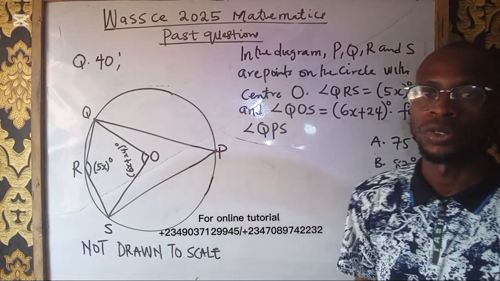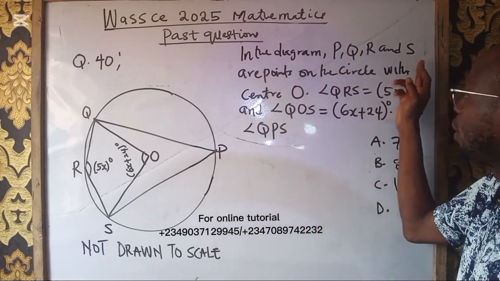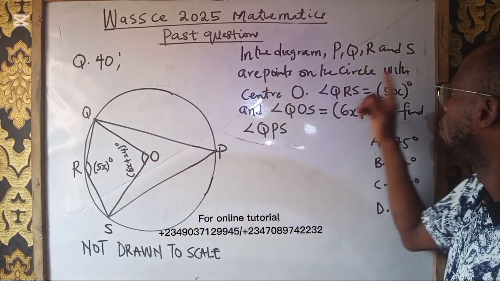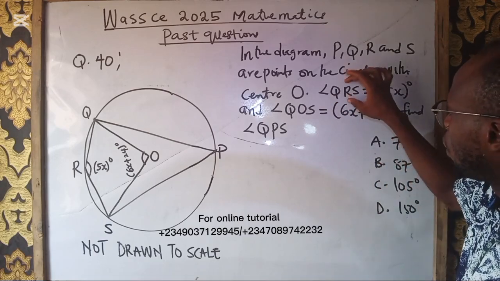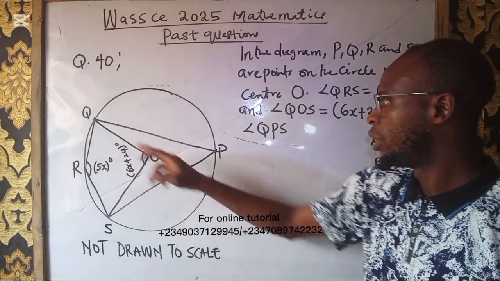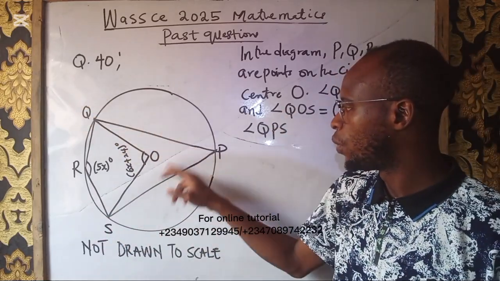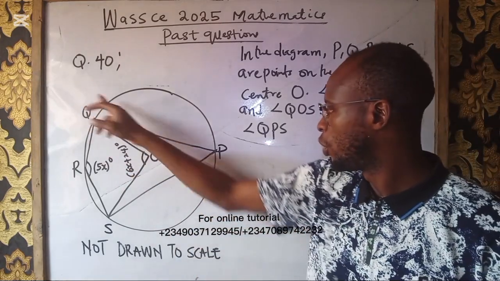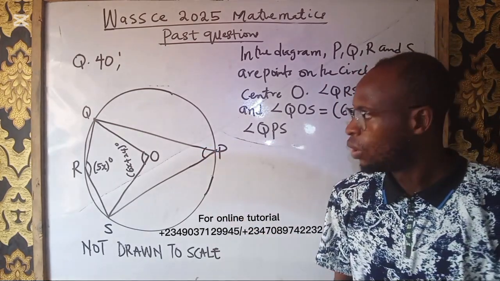So here we go with the next question on the board, question 40. This question is based on circle theorem. In the diagram, P, Q, R, and S are points on the circle with center O. Angle QRS is 5x, which is what we have here. Angle QOS is 6x plus 24. We are asked to find angle QPS, which is the angle over here. So, how do we solve this problem?